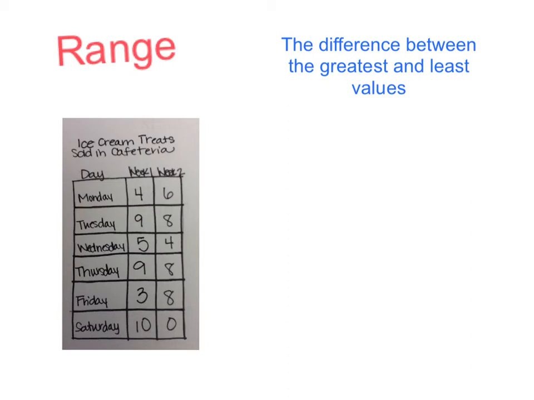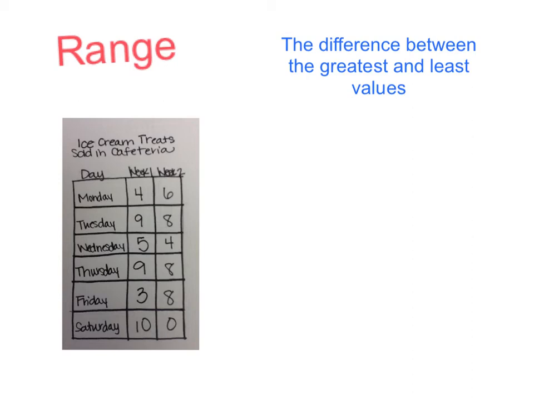Last but not least is your range. Your range is the spread of your data set, so it's looking from your lowest number to your highest number. To find the range, you find the difference, or you subtract those. So I'm going to look through my data set here, and I'm going to look for the highest number that I have.